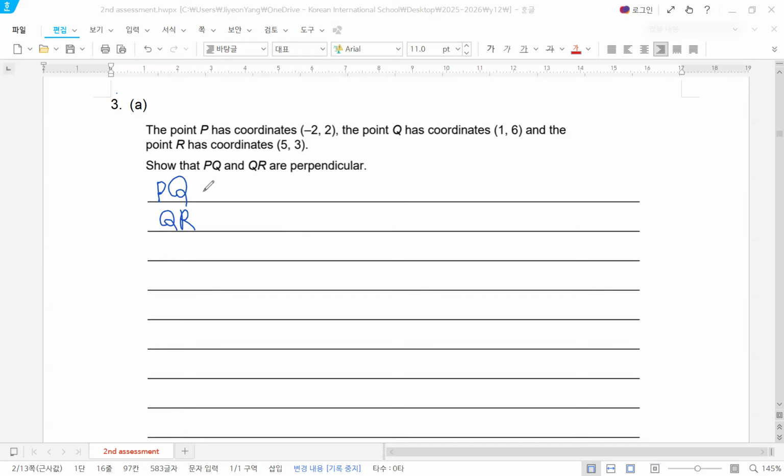So let's find the gradient of PQ, rise over run.